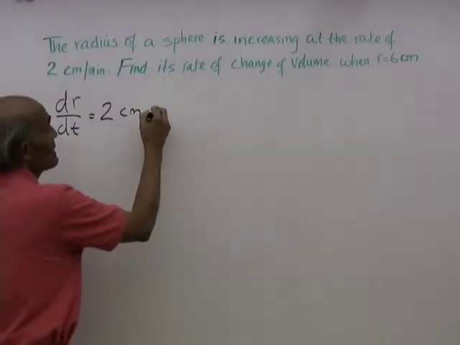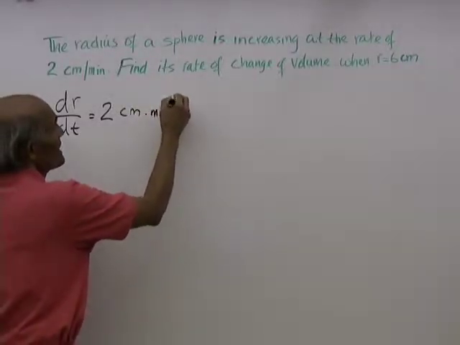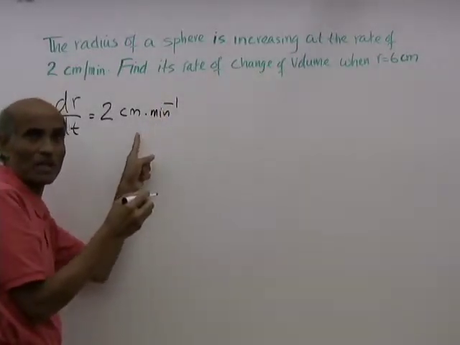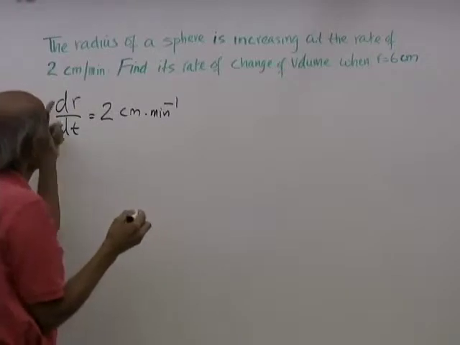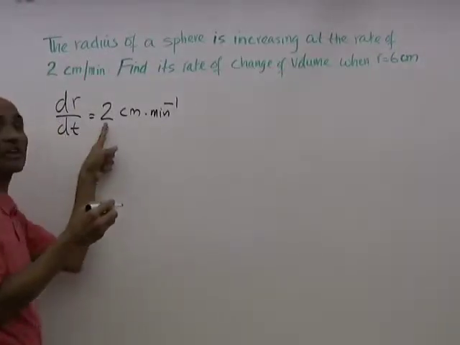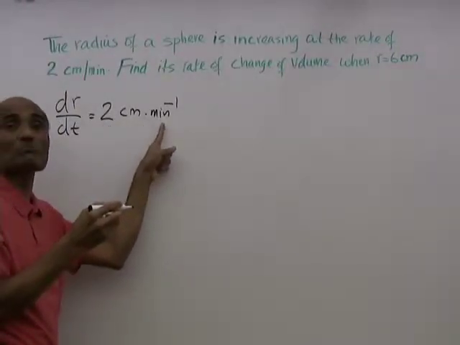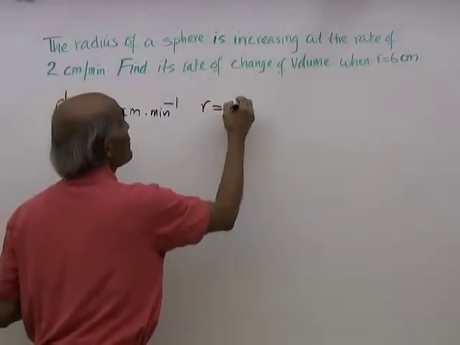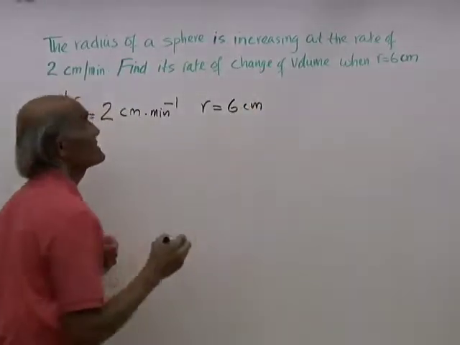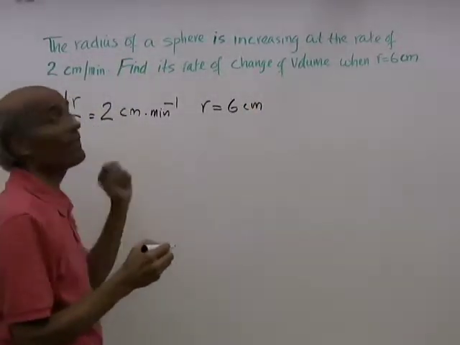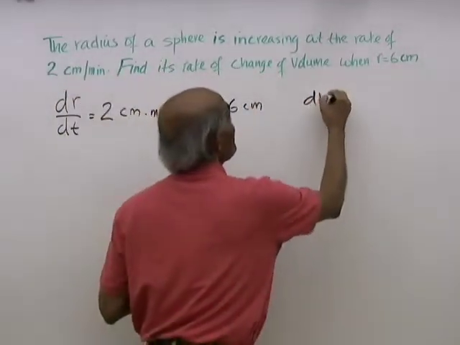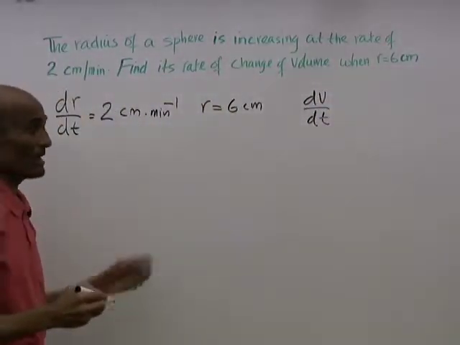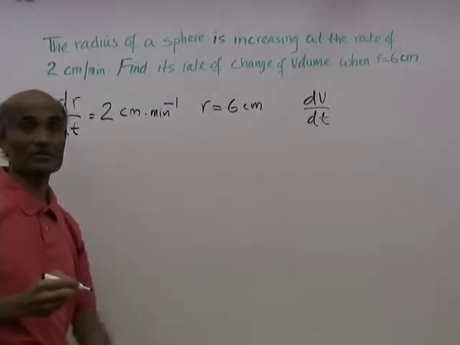Now look at the way I'm writing it. I'm writing it like this. 2 centimeters per minute. Minute belongs to the denominator. Alright, so dr by dt is given to be 2 centimeters per minute. And the value of r is given as 6 centimeters. We need to find dV by dt. Alright, so you know the given things.